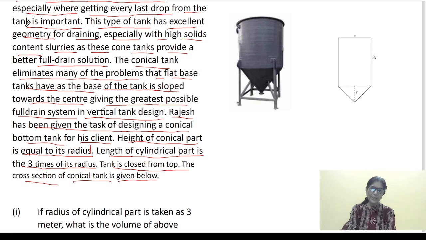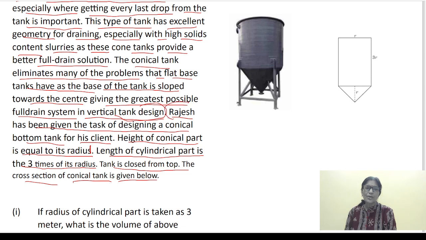Don't panic, thinking that it is a difficult question. Once you analyze the question, you will find that whatever you understand is all there. So first, up to this point, the design is about the advantages of this conical tank. Now the mathematics starts from here.